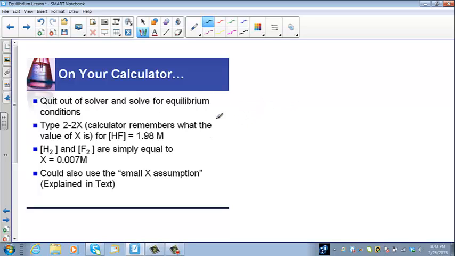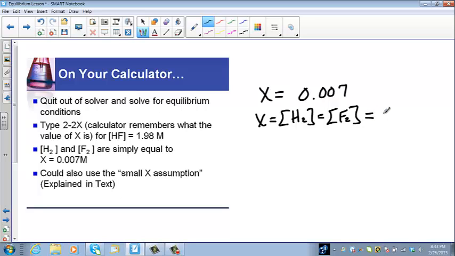So I did this, and I got a value for x. My value for x was 0.007. Now remember, x is equal to the concentration of H2. It's also equal to the concentration of F2. So that is equal to 0.007 molar.